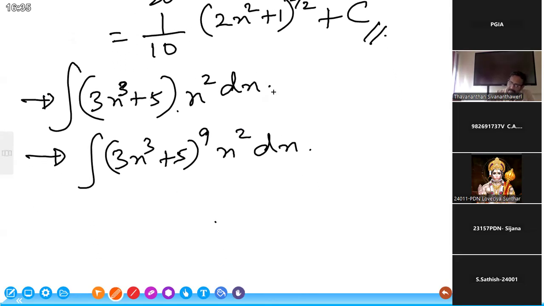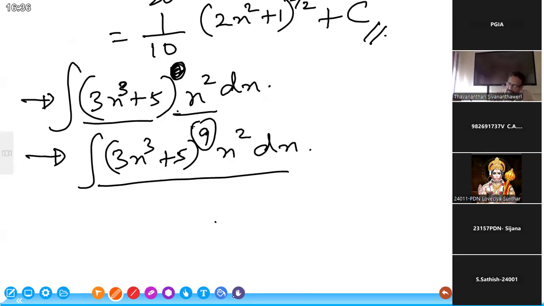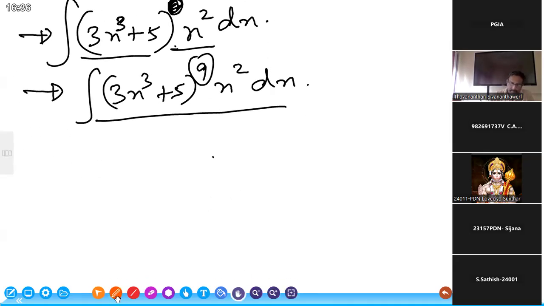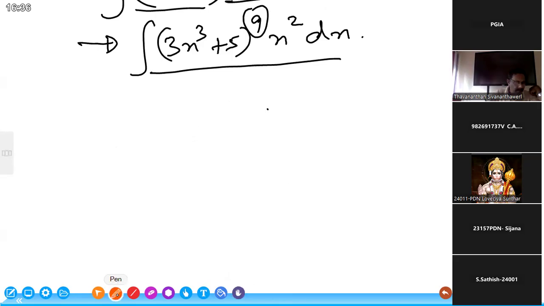Why did I give this? You can multiply directly because there's no power here, so you can multiply there directly before we solve it for the integration. But here we cannot do that because power 9 is already there. We will see a couple more examples very quickly.